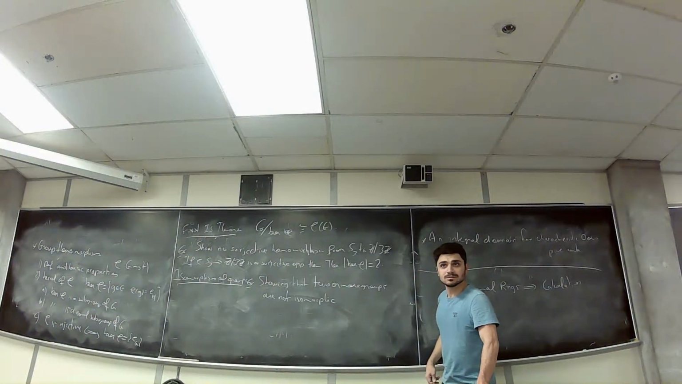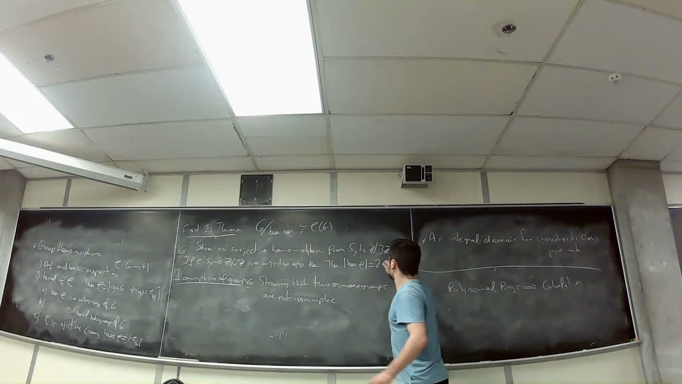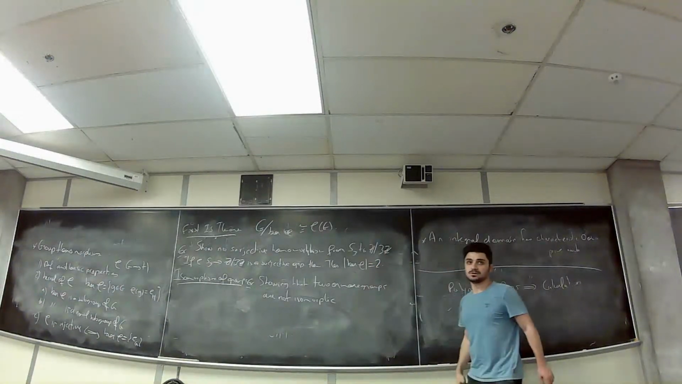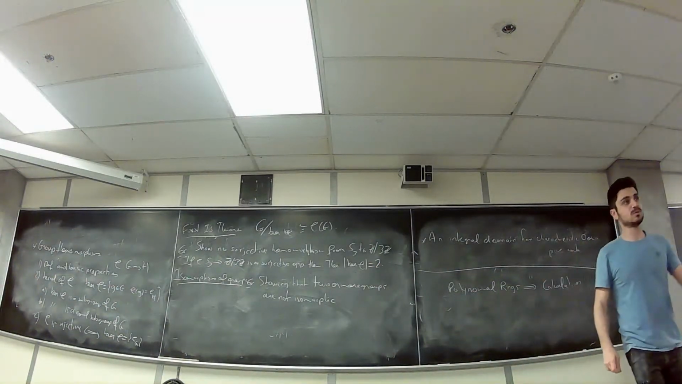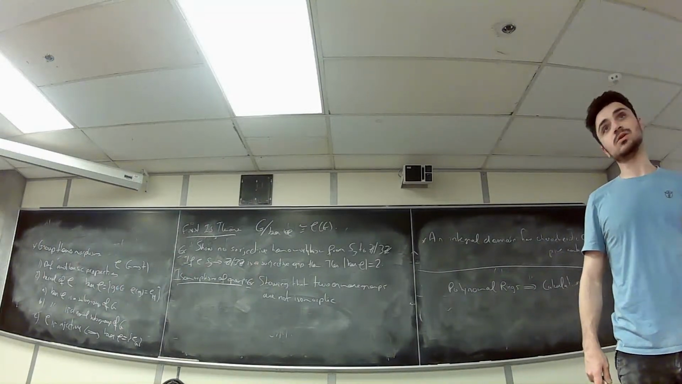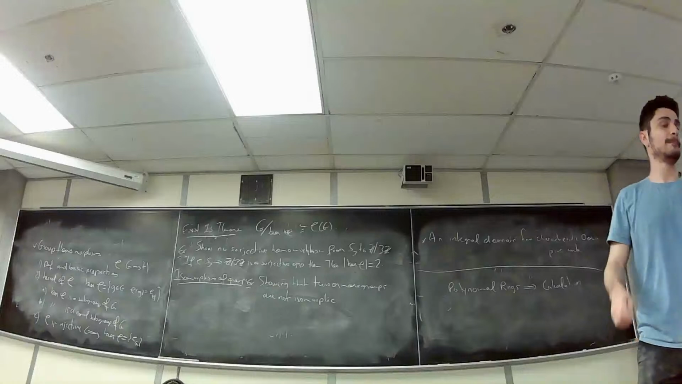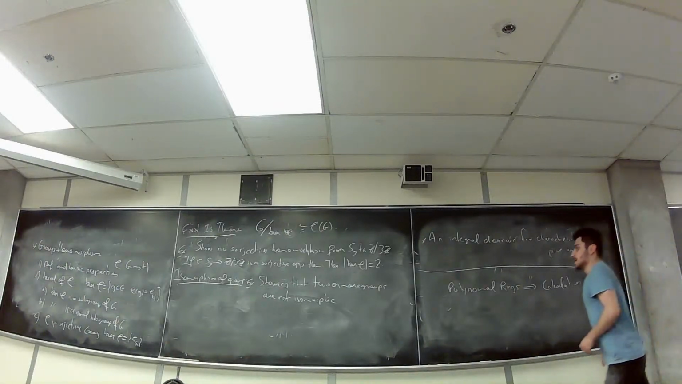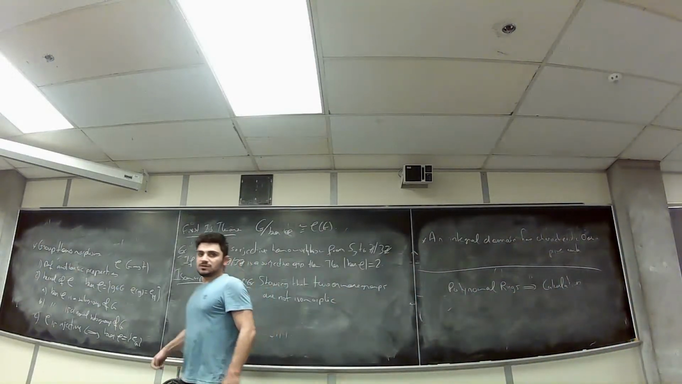So S3 has no normal subgroups of order 2. All the subgroups of order 2 are generated by (1 2), (1 3), and (2 3). None of them is normal. You see that? Okay, so this is for isomorphism of groups.